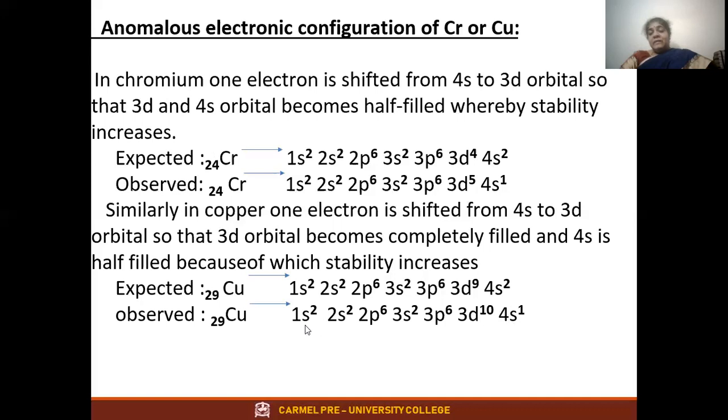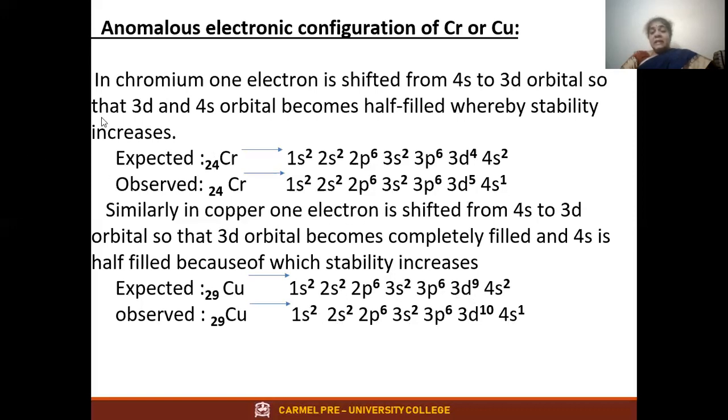So let us see the configuration. 1s2, 2s2, 2p6, 3s2, 3p6, 3d10, 4s1. By pushing the electron from 4s to 3d, 3d became completely filled, 4s became half filled. In the entire configuration for copper, every orbital is either fully filled or half filled. So which is the better configuration? The second one. The second configuration is stable when compared to the first configuration.